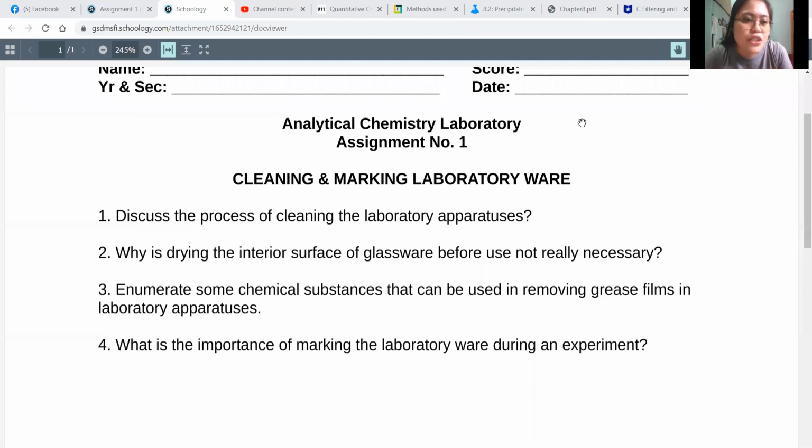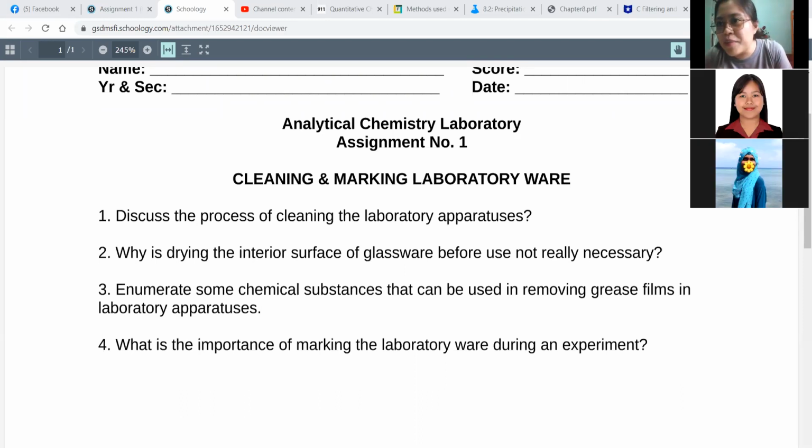Again, number 1 question: discuss the process of cleaning the laboratory apparatuses. You are third year, so you are not first year, you have already finished several labs. So what is the correct process of cleaning our glasswares? What is your answer here? The very first, ma'am, is wearing gloves. We're guilty.